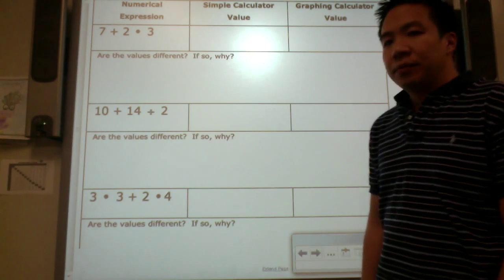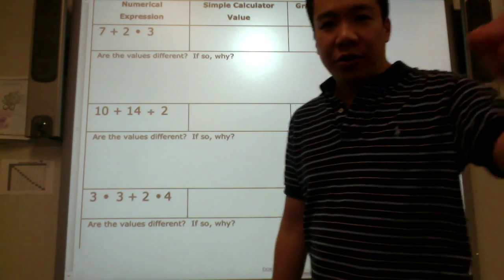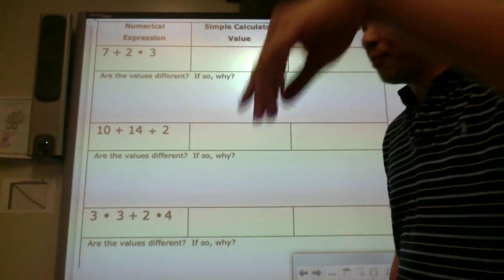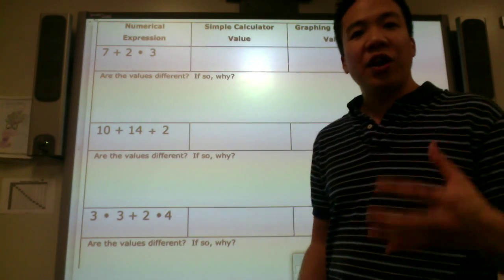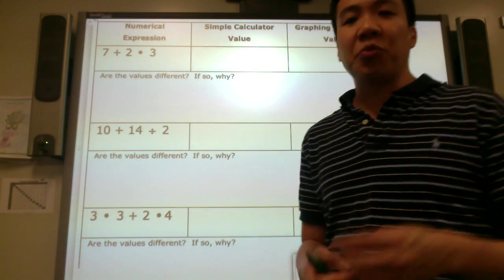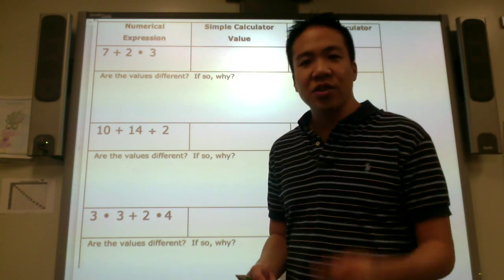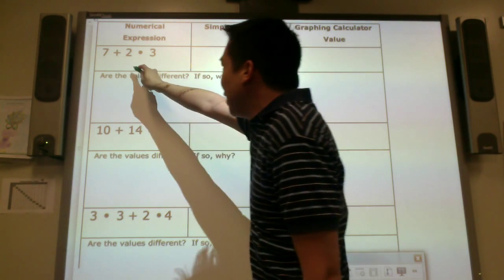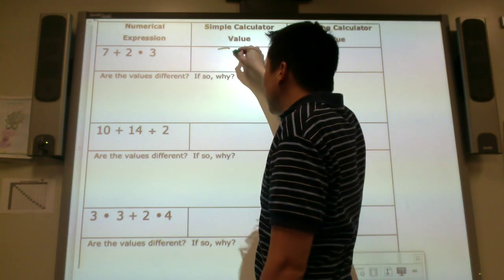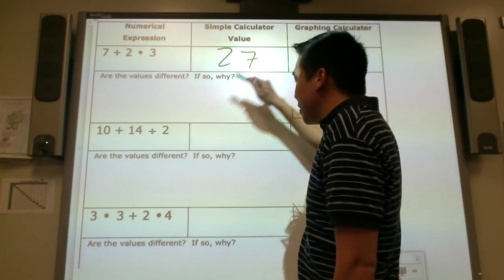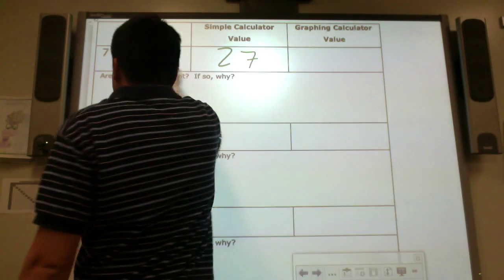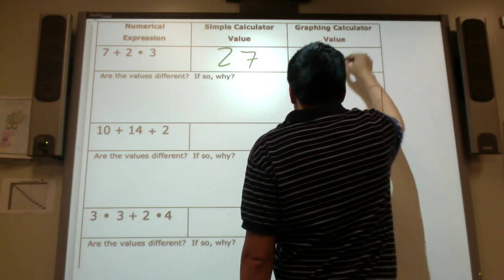So, there are two types of calculator. You have a simple calculator and a graphing calculator. In a graphing calculator, it will follow all the rules. A simple calculator would just multiply or add or whatever it does just as it sees it. So, if you have a regular calculator, it will say that this is 27. If you have a scientific calculator or graphing calculator, it will say the answer is 13.